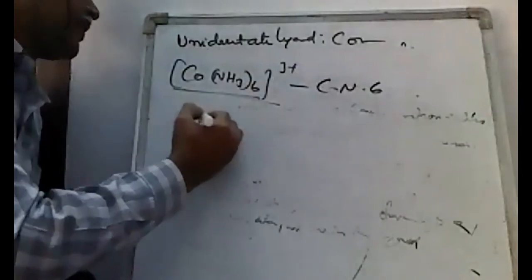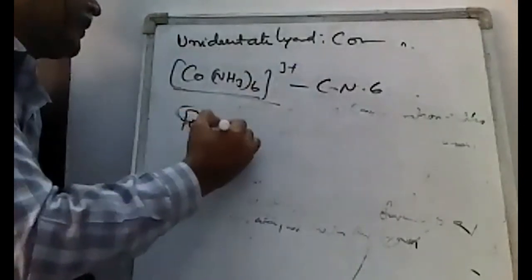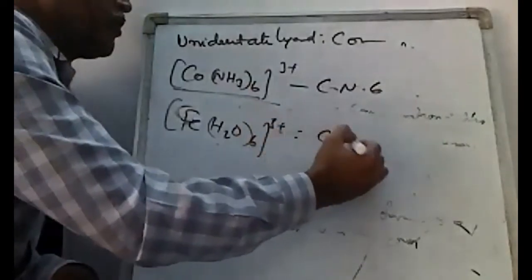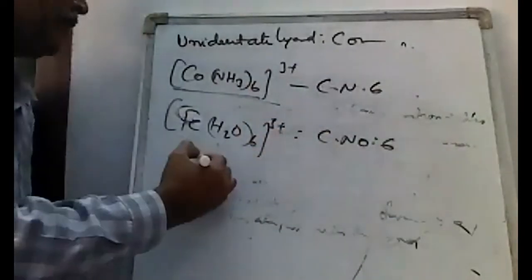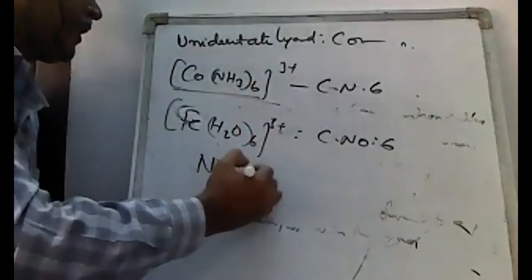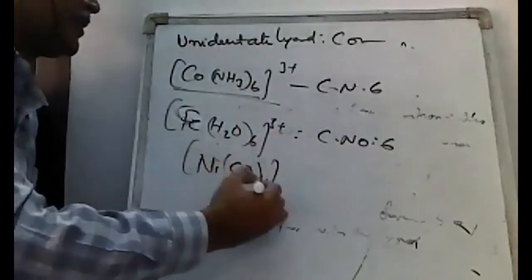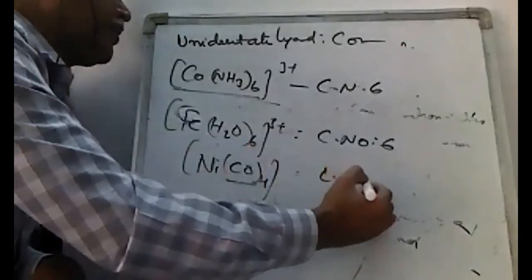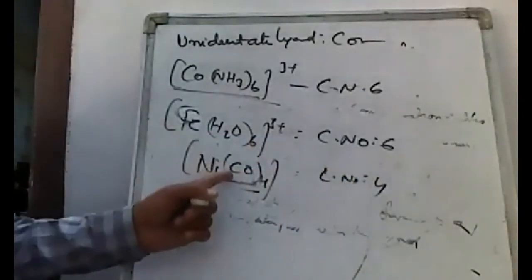If you take [Fe(H2O)6]3+, here also the coordination number is 6. If you take Ni(CO)4, CO is also a unidentate ligand, so the coordination number is 4, because a unidentate ligand can form only one coordinate covalent bond with the metal.